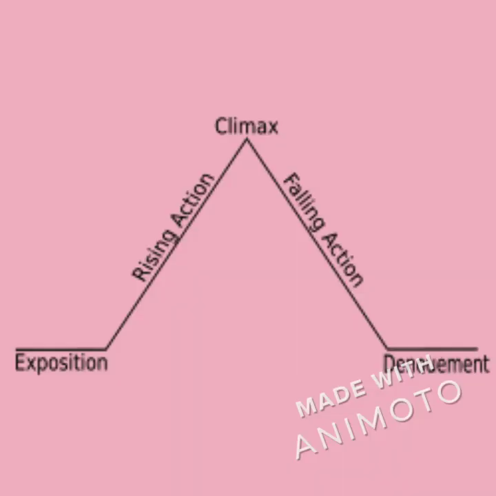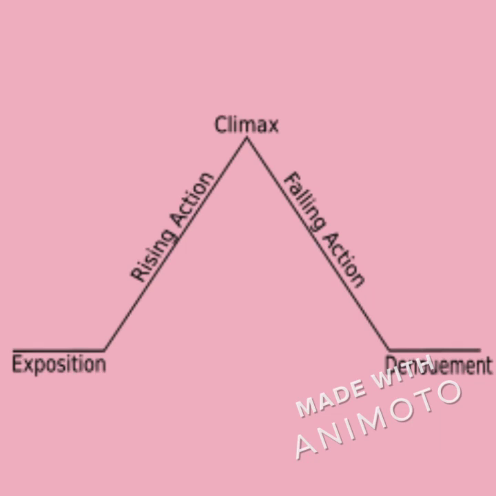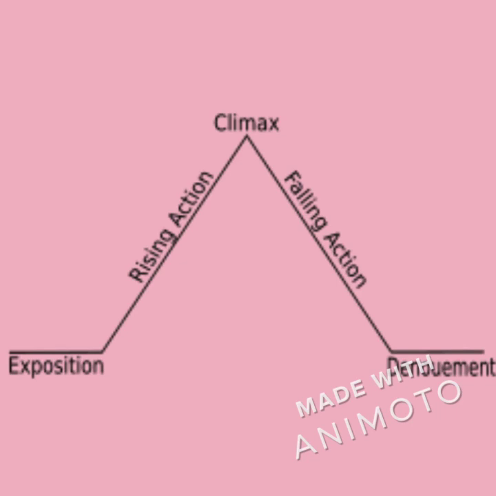Freytag created a five-part model to describe the structure of a story. The exposition, which is the beginning, the rising action, which hooks the reader's interest, and then there's the climax, which is the most exciting part. The falling action, where we start to think about how things are going to finish, and the denouement, which is a posh word for the end.